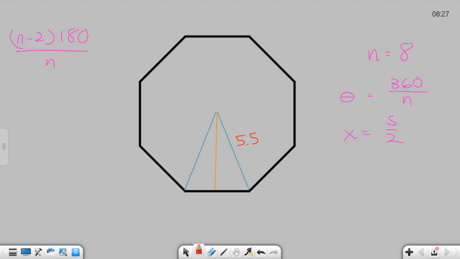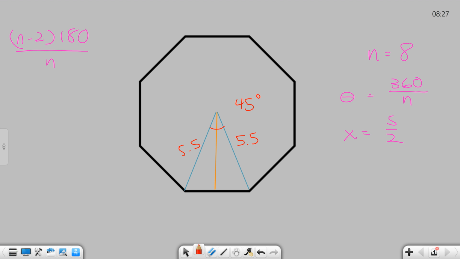Okay, I would present an alternative method. We know that this angle is 45 degrees. Is everybody good with why that angle is 45 degrees? Okay. How long is this other blue segment? 5.5.